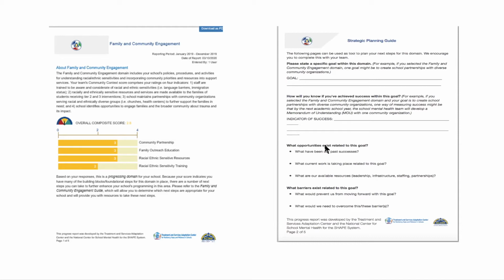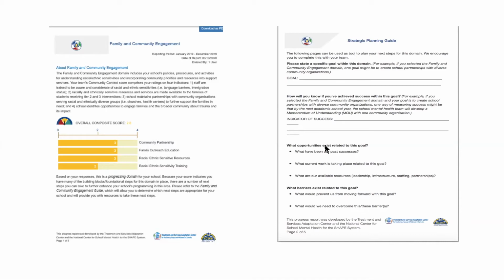You also have access to a strategic planning guide that comes along with this feedback report. And you can begin thinking as a team, well, based on these scores, what do we want to prioritize? What are we doing really well? And where do we need some quick support? And where are the resources to be able to do that? And that's what this strategic planning guide allows you to do.